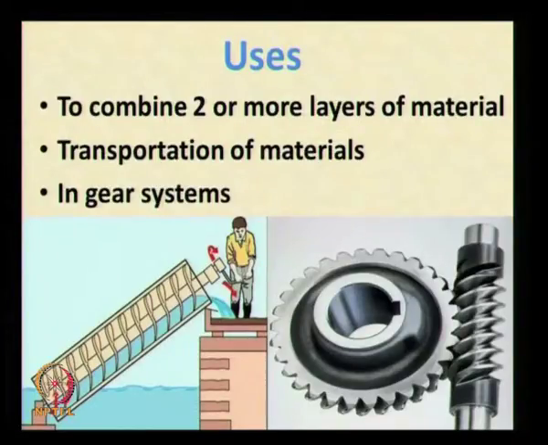Usually we use screws to combine two or more layers of materials, and they are also used to transport materials. Right there it is called the Archimedes screw. It is used to lift water by rotating the screw, and screws are inevitable in gear systems.